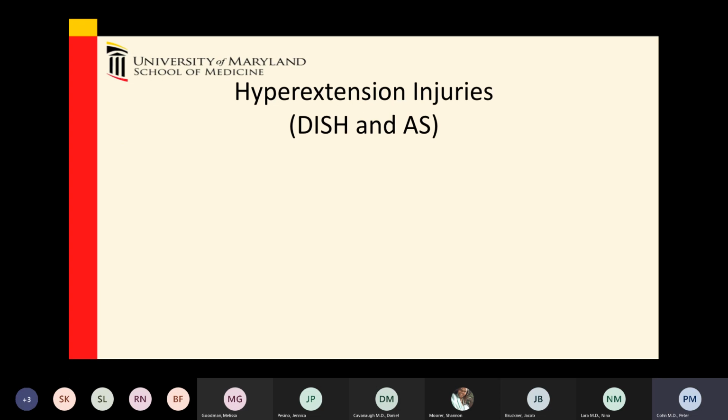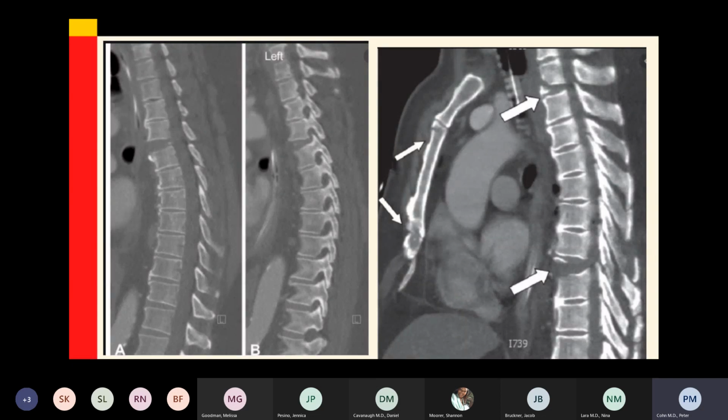Last fracture type we'll talk about are the B3 injuries, or the hyperextension injuries. And this will kind of lead us to a very short discussion about DISH and AS, or ankylosing spondylitis, as these hyperextension injuries most commonly occur in patients with those diseases. So these are just two examples of patients with hyperextension injuries.